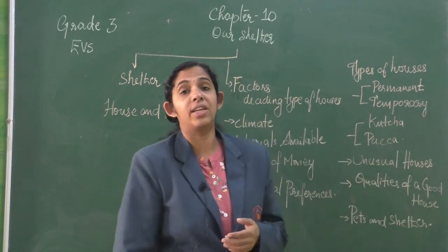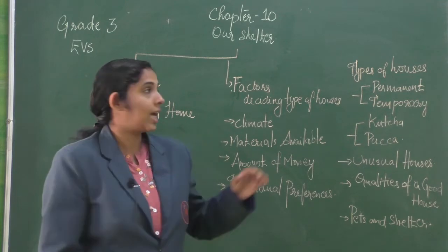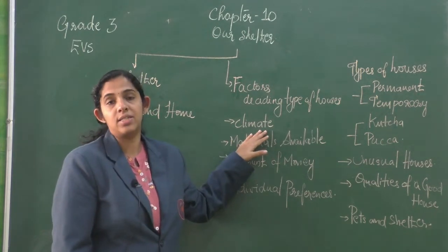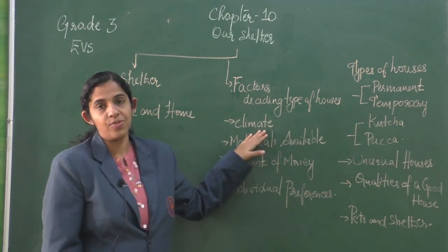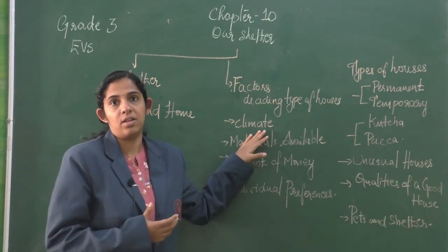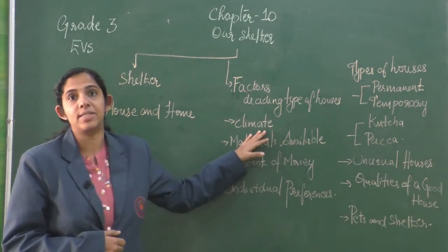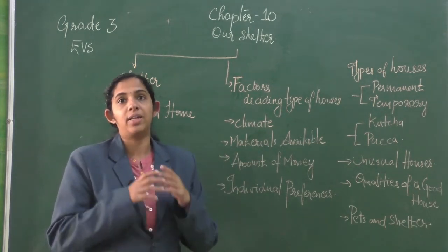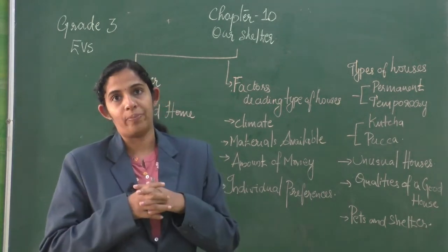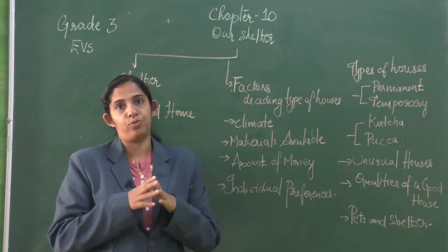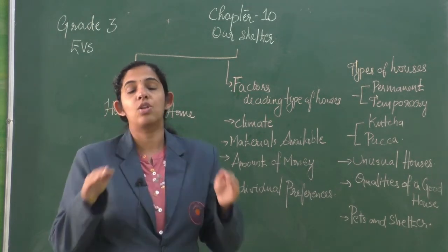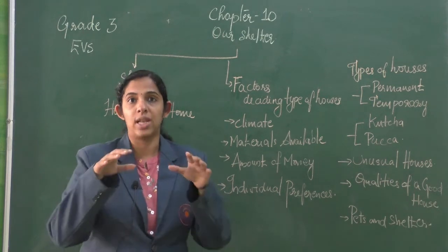Next, we have discussed the various factors which decide the type of houses we construct. And the most important among them is the climate of the place. Houses built in different regions differ based on the climate. For example, in a mountain region like Himachal Pradesh or Kashmir, most of the houses are made out of wood or stone. Also, they have sloping roofs. Places having heavy snowfall have sloping roofs in order to allow the snow to slide down.